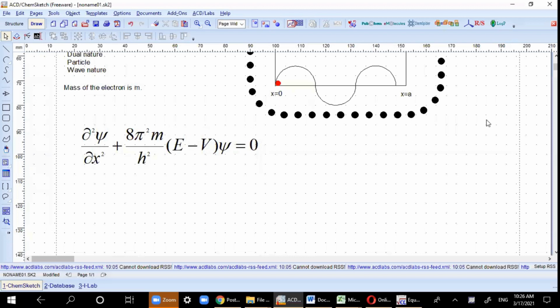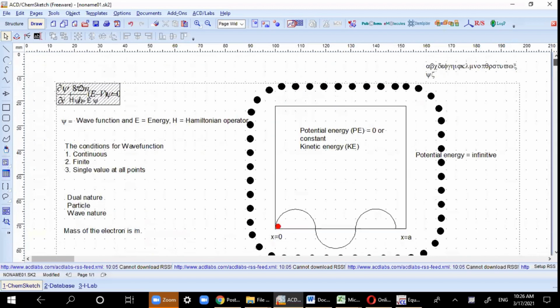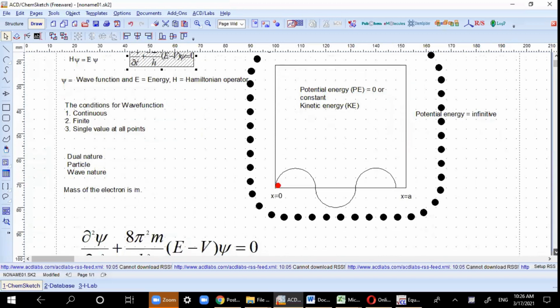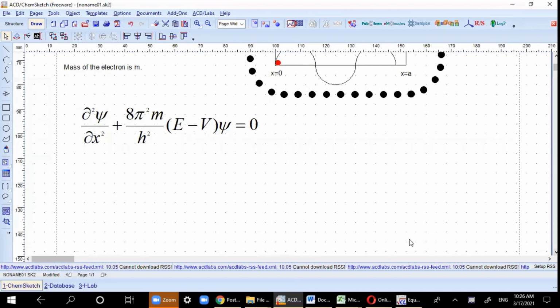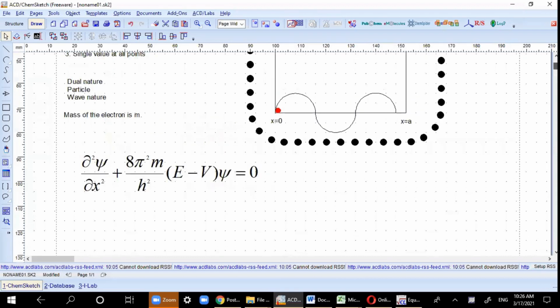H psi equal to E psi, that is also the Schrodinger wave equation, and d square psi by d x square plus 8 pi square m by h square times (E minus V). What is E? E is the total energy, V is the potential energy, that means E minus V is the kinetic energy. The entire thing will be 0.